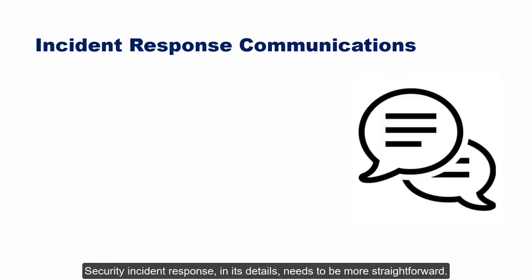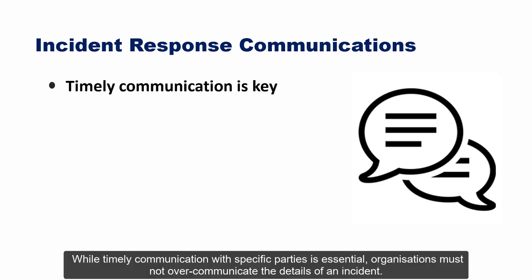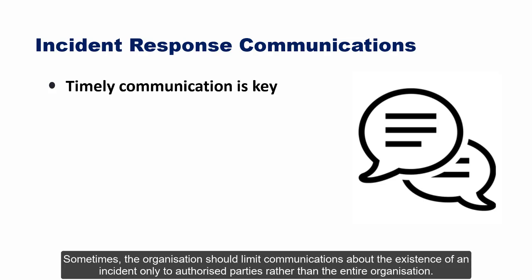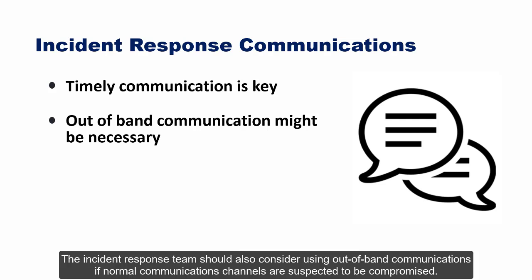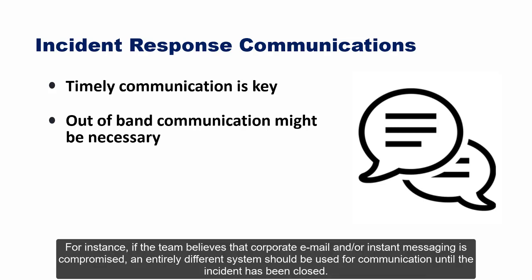Security incident response, in its details, needs to be more straightforward. While timely communication with specific parties is essential, organizations must not over-communicate the details of an incident. Sometimes, the organization should limit communications about the existence of an incident only to authorized parties rather than the entire organization. The incident response team should also consider using out-of-band communications if normal communications channels are suspected to be compromised. For instance, if the team believes that corporate email and/or instant messaging is compromised, an entirely different system should be used for communication until the incident has been closed.